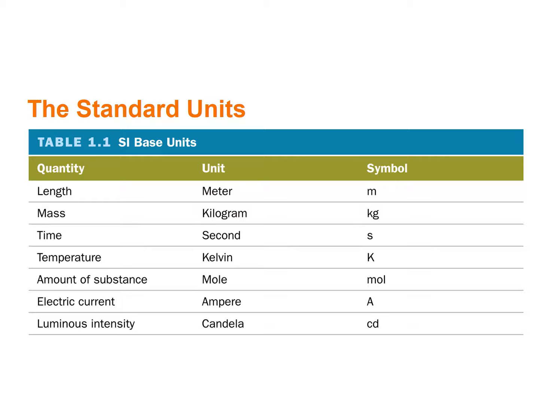So here are the standard SI units. For length, we have meter, and there's a symbol for meter. For mass, we have kilogram, and there's a symbol for kilogram. Time, seconds, there's a symbol for second. Temperature, Kelvin, and there's a symbol for Kelvin. Amount of substance, the mole, and there's the abbreviation for mole. Electric current, ampere, there's the abbreviation for ampere. Luminous intensity, candela, and there's the symbol for candela.